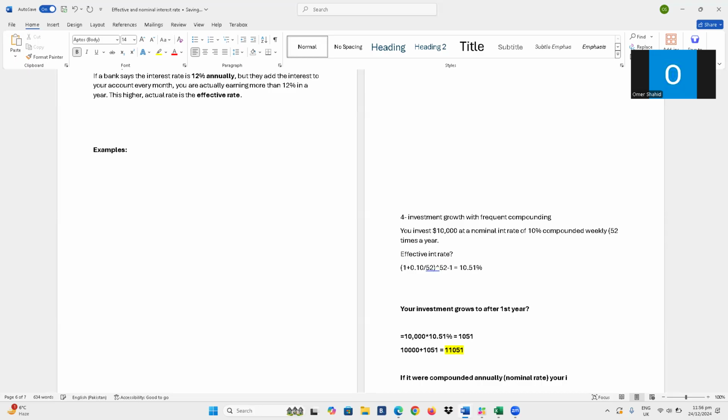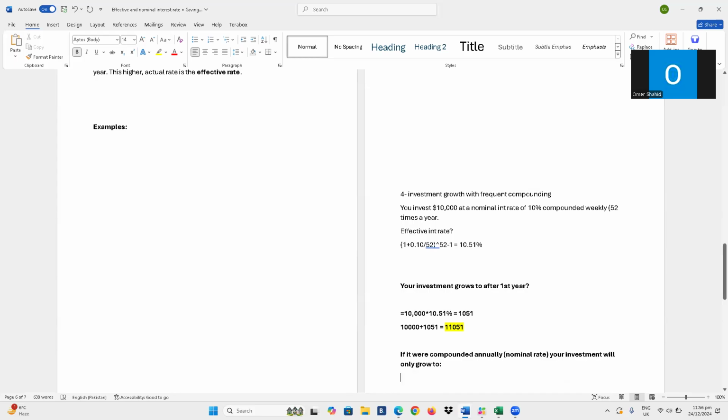Your investment will grow to how much? If they're not compounding it weekly, instead they are compounding it annually, like if the compounding is done only once a year, how much will the investment grow to? Now we can use the formula. In this we just need to calculate on a nominal interest rate. So how will we calculate? Let's see.